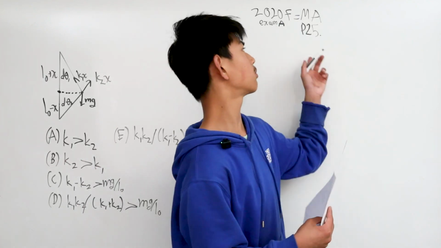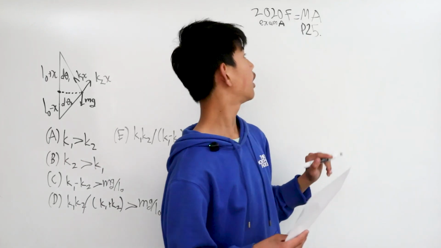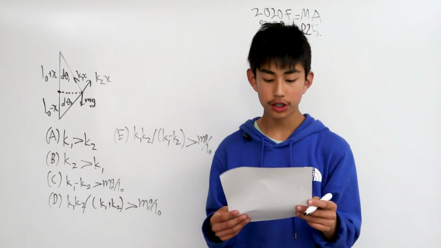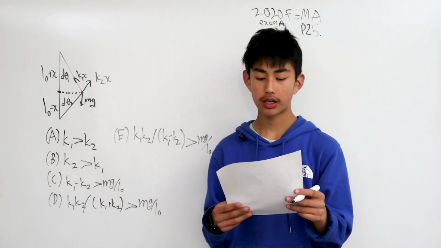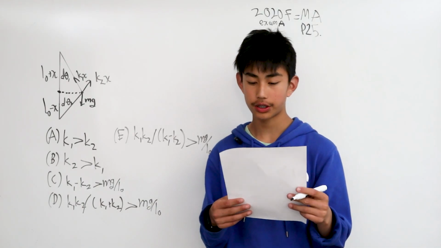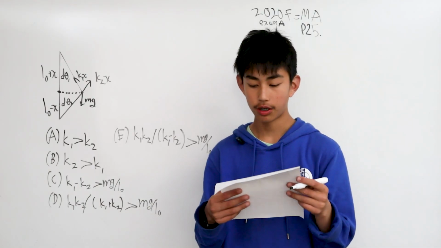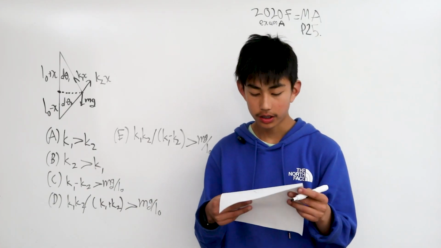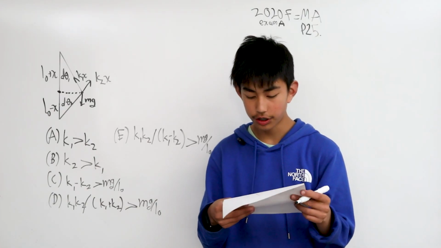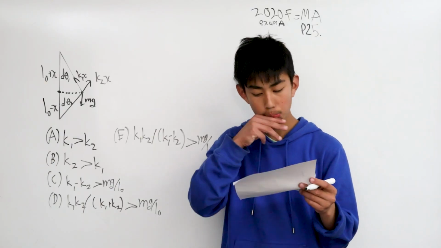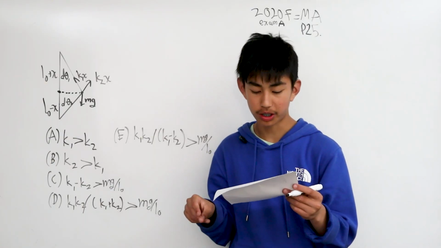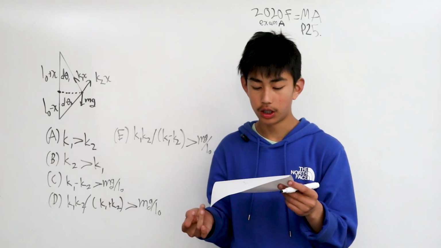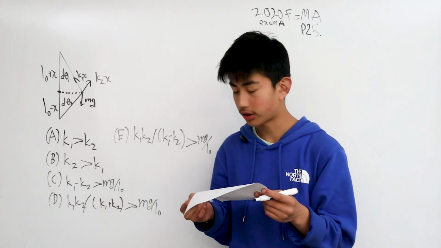We're solving problem 25 from the 2020 F equals MA Exam A. A ball of negligible radius and mass m is connected to two ideal springs. Each spring has rest length L0. The springs are connected to the ball inside a box of height 2L0, and the ball is allowed to come to equilibrium as shown. Under what condition is this equilibrium point stable with respect to small horizontal displacements?